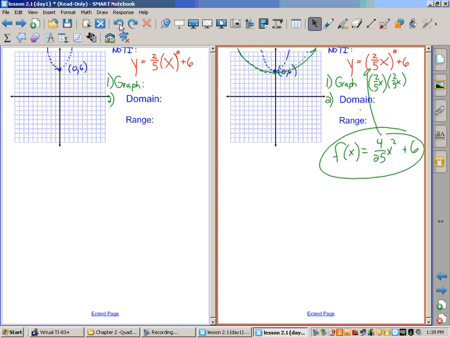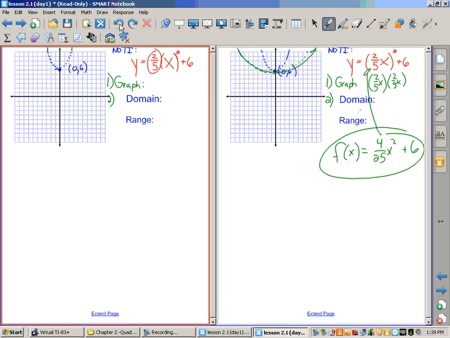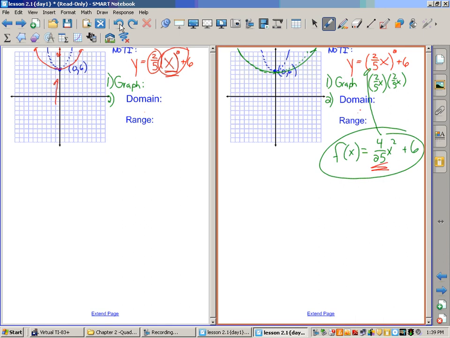This other one that I have right over here is called a vertical compression because it's just timesing the parent function x squared by 2/5. If I'm vertically compressing in this direction, it still makes it go wide. Rise 2, run 5. But we have to realize that 2/5 is a lot skinnier than 4/25.